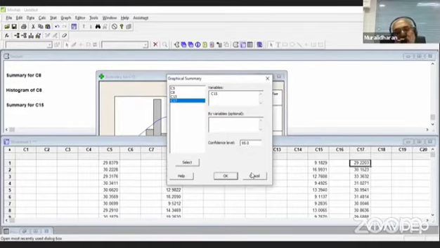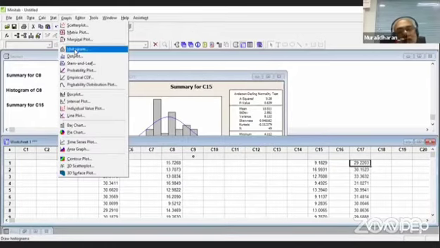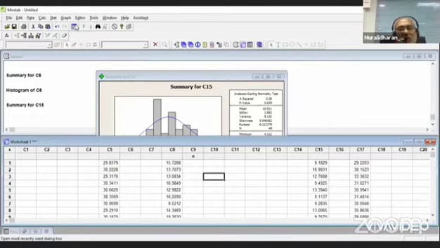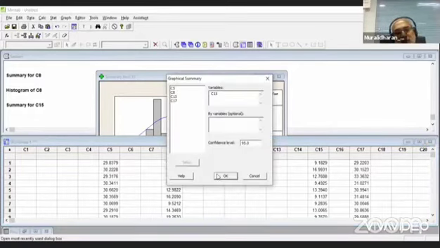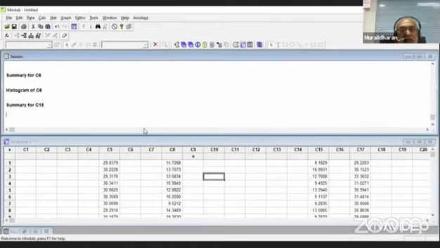So let me again show you how it is. I can either go with Graph, Histogram like that. Instead, what I'm doing is using my last dialog box, because why should I go to it every time? So I simply select C7 to C17 and say OK. So I'm back to the histogram, perfect now.